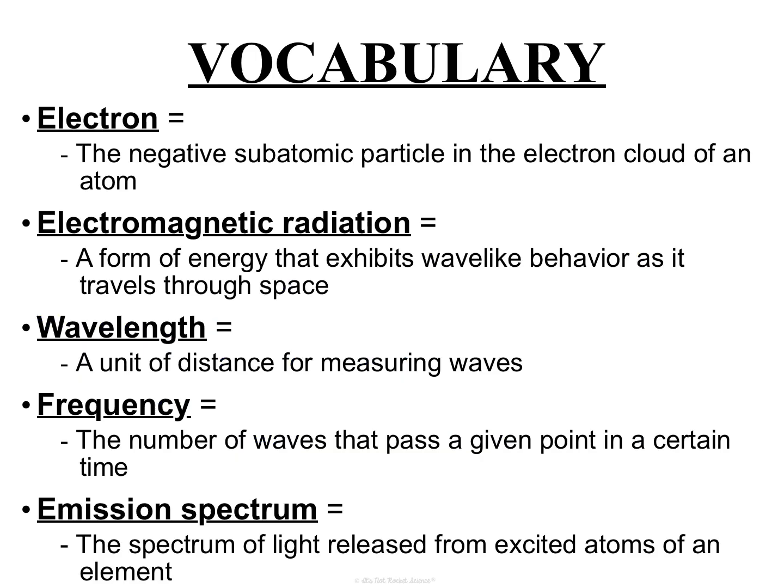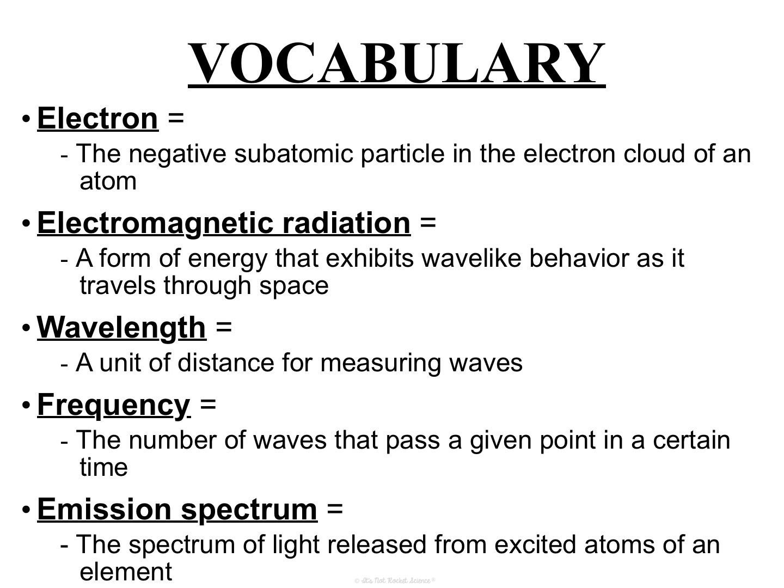Okay, so for our vocab stuff, y'all know what an electron is: a negative subatomic particle in the electron cloud. Electromagnetic radiation is a form of energy that exhibits wave-like behavior and travels through space. Wavelength is how we measure waves. A lot of times it's given in nanometers.